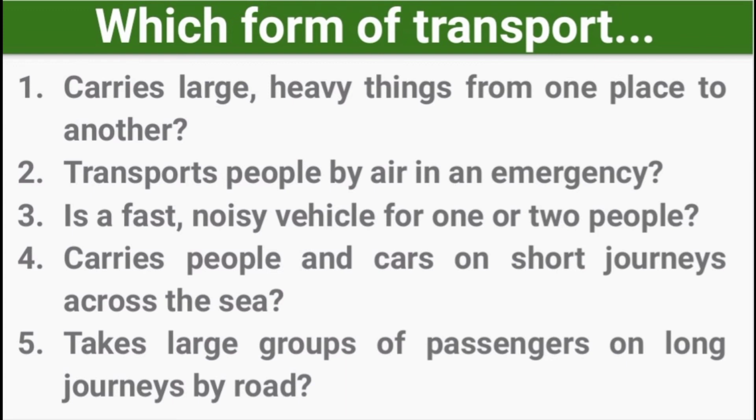Third one now. It is a fast, noisy vehicle for 1 or 2 people. Can you guess? Yes, you are right. Motorbike. We move on to another question now. Carries people and cars on short journeys across the sea. Can you guess? Yes, exactly. It is ferry. Well, we move on to the last one. Takes large groups of passengers on long journeys by road. Can you guess? Yes, it is a coach.